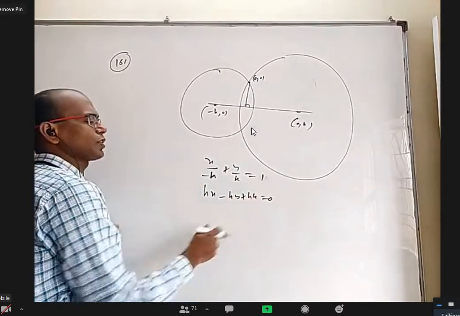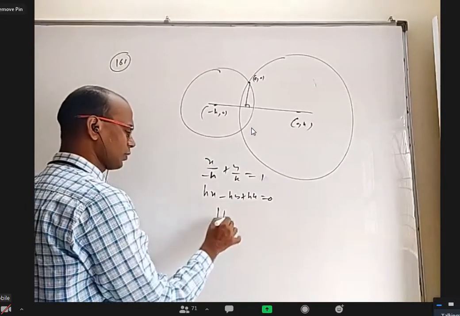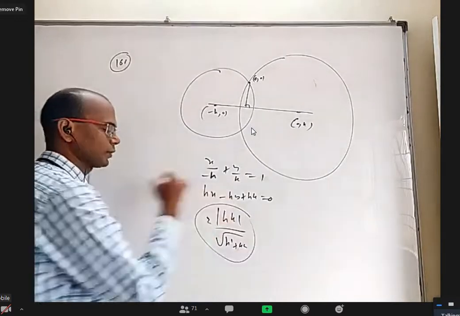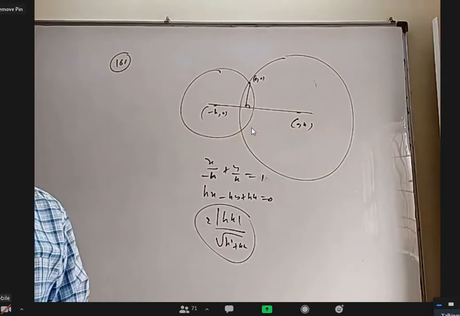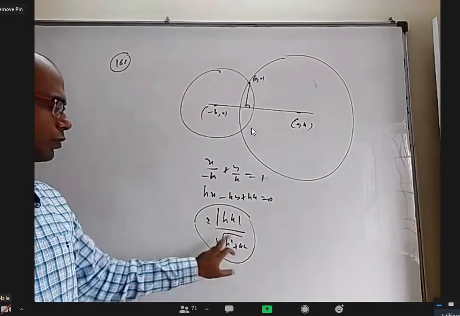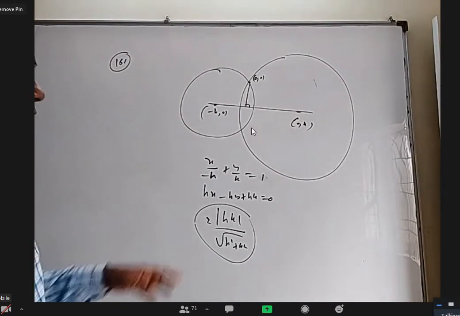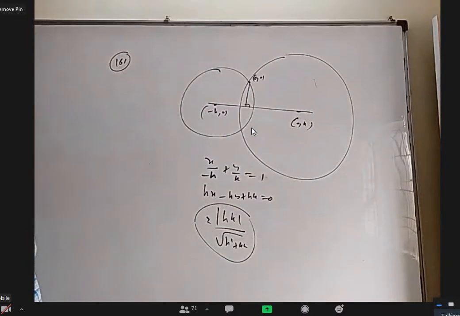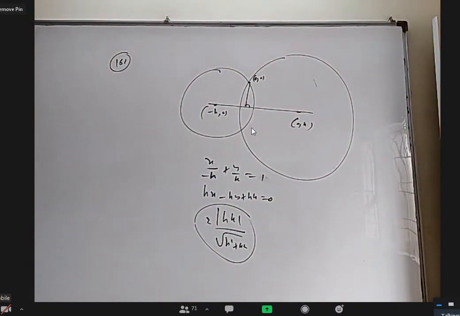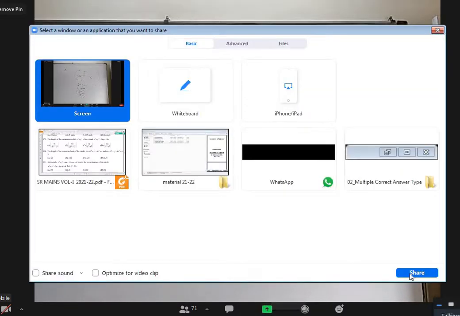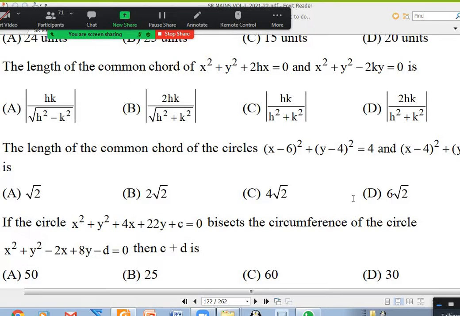For the distance from origin to this, mod c by root a square plus b square, mod hk by root over h square plus k square, 2 times that. That's all. The same as 2 R1 R2 by root R1 square plus R2 square if they're intersecting orthogonally. Even if they're not intersecting orthogonally, still you can do this method. Okay, so these are specific. It's not that every question we use this, because we happen to notice that both are intersecting at origin.